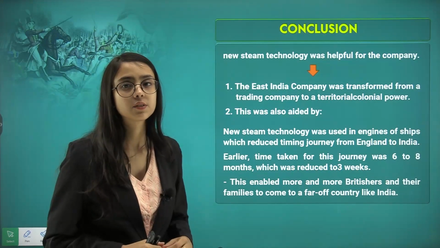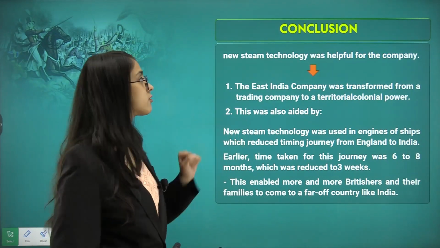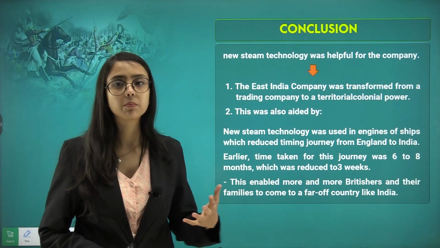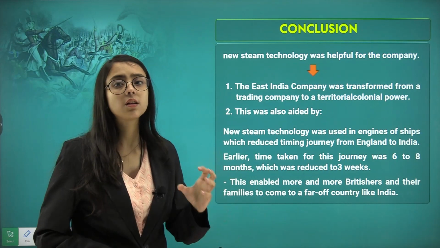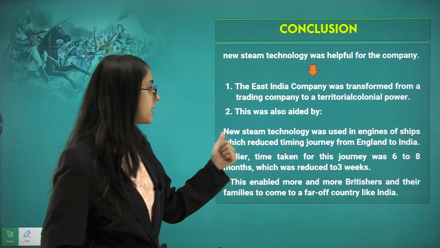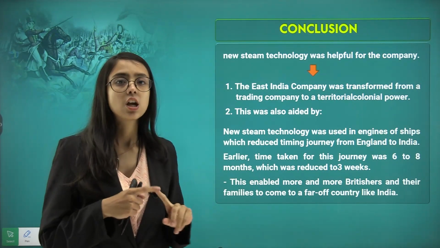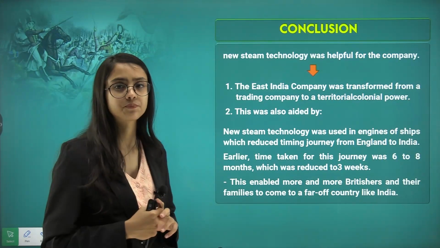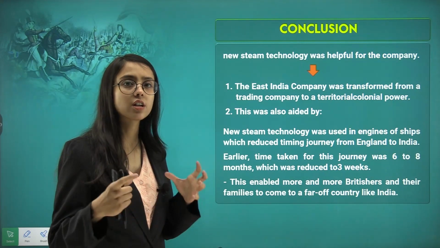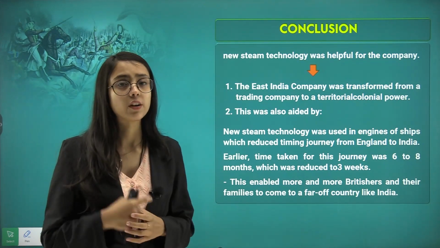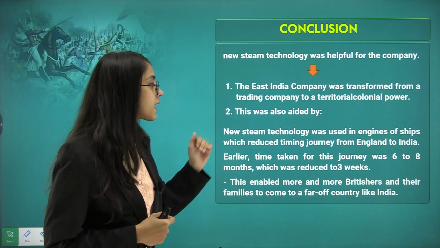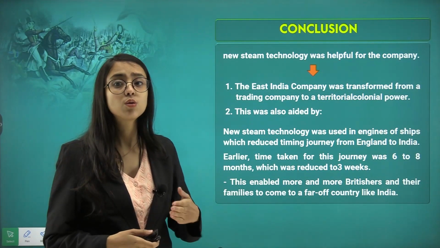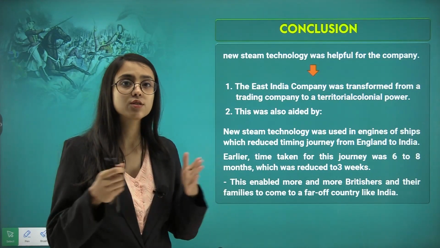The new steam technology was helpful for the company. The East India Company transformed from a trading company to a territorial colonial power. This was also aided by new steam technology, which was used in engines of ships, trains, etc. This reduced the transportation time as well. It was efficient. Earlier, the time taken for this journey was 6 to 8 months, which was reduced to 3 weeks. So the time was saved.